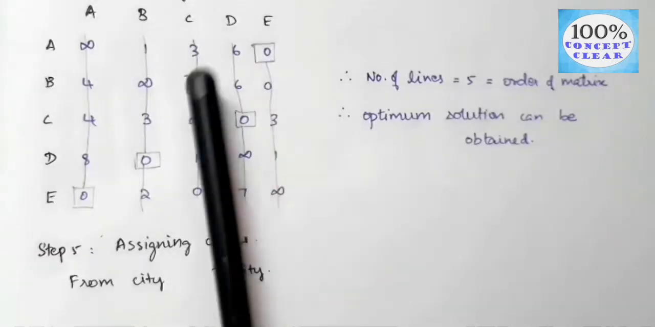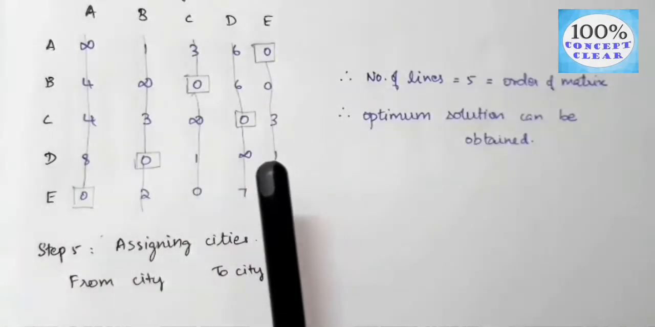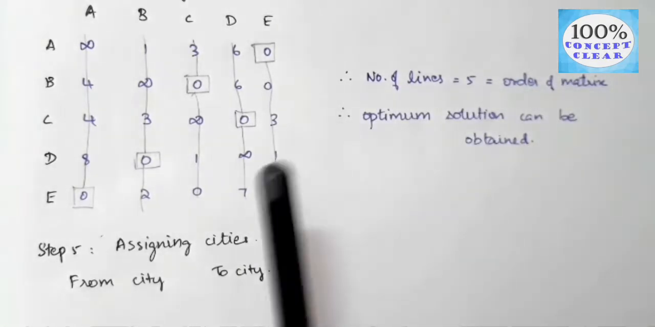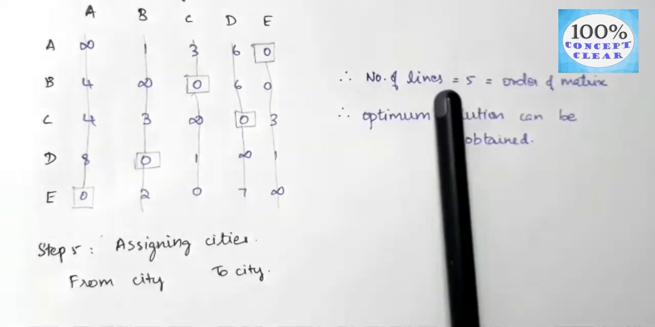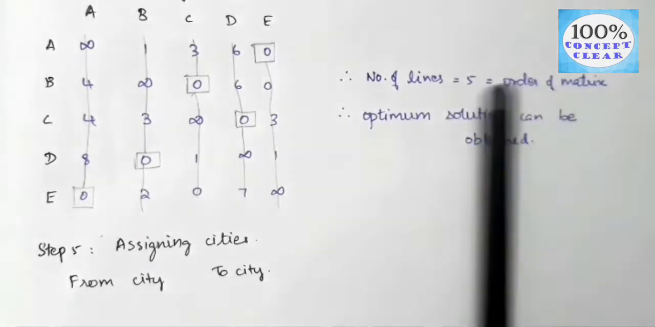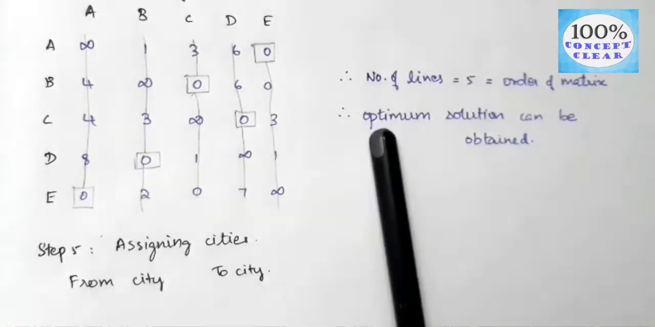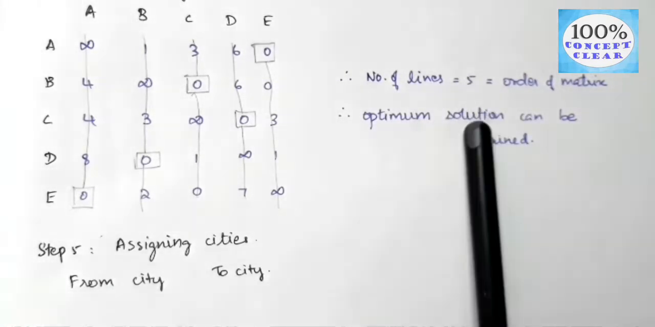So after covering all the zeros, we have to check whether the number of lines and the order of the matrix are equal. In this sum, the number of lines and the order of the matrix are both 5. Therefore, the Hungarian assignment problem condition is satisfied. Now we can find the optimum solution.